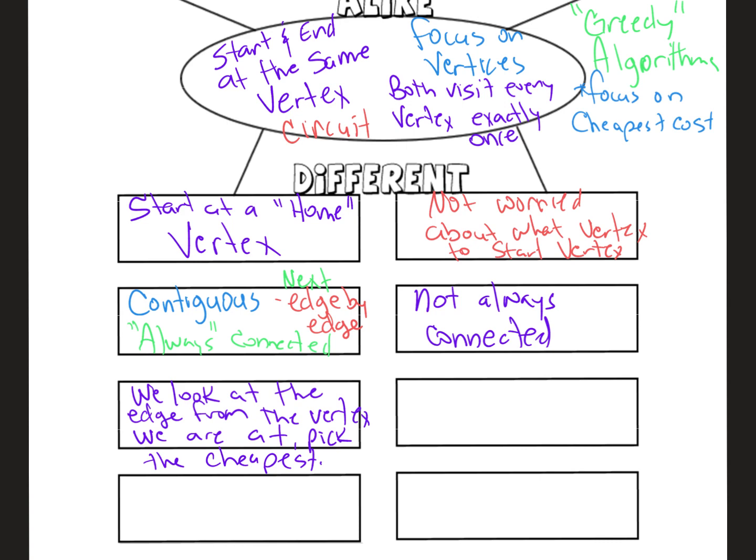And I guess the last thing I should put in is that we look at the whole graph. And we list the cheapest edges. So we're not limited to the vertex where we're at when we're doing sorted edges. We look at the whole graph and we identify and make a list or highlight the cheapest edges in that whole graph. Because we're focused on cheapest cost on both of these. The strategy is just slightly different from each other.